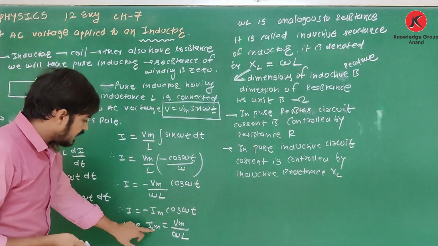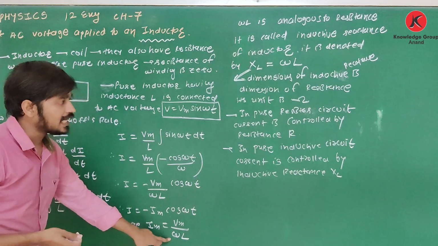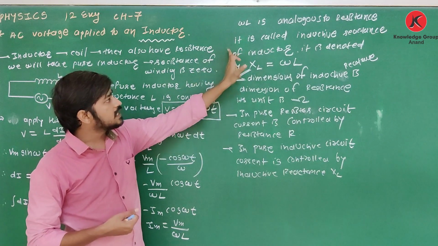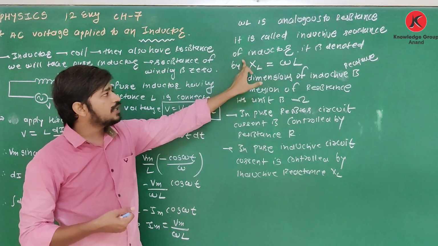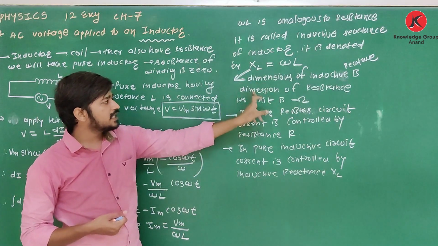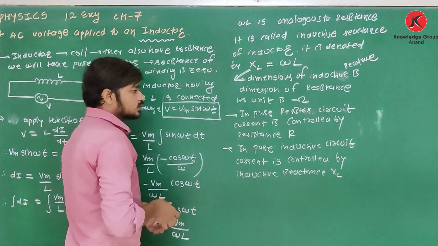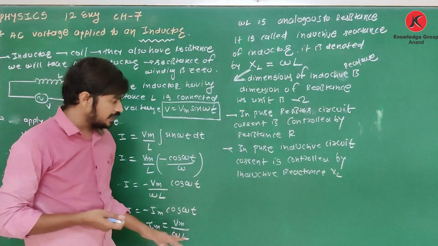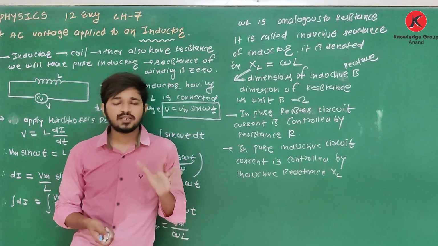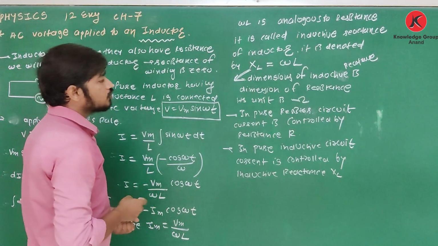Here again, Im is equal to Vm upon omega L. So omega L, its dimensions are equal to dimension of resistance. So omega L is analogous to resistance. It is called inductive reactance of inductor, and it is denoted by XL is equal to omega L. Dimensions of inductive reactance is similar to dimension of resistance, and its unit is also ohm. Yes, we can say omega L is effective resistance of inductor. Clear about this?